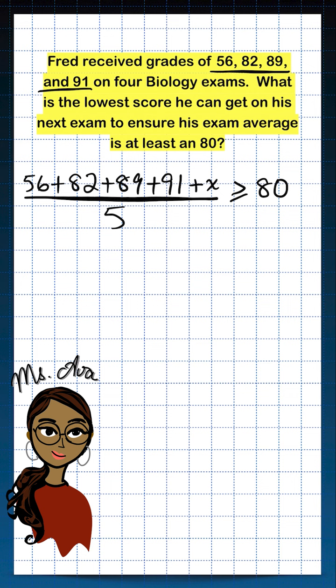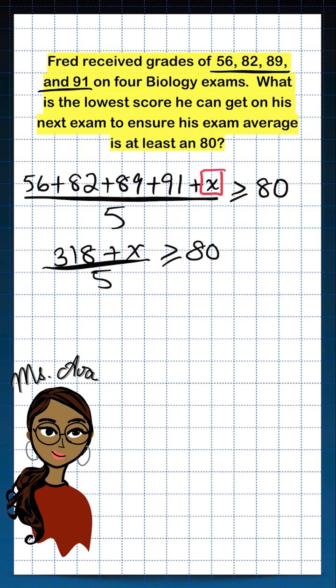So now all we have to do is solve for x, which means first we can add these numbers up. Let's do that really quick on the side. So that's going to be 56 plus 82 plus 89 plus 91, and that gives us 318. Okay, so 318 for that part, that's going to be 318 plus x divided by 5 is greater than or equal to 80.